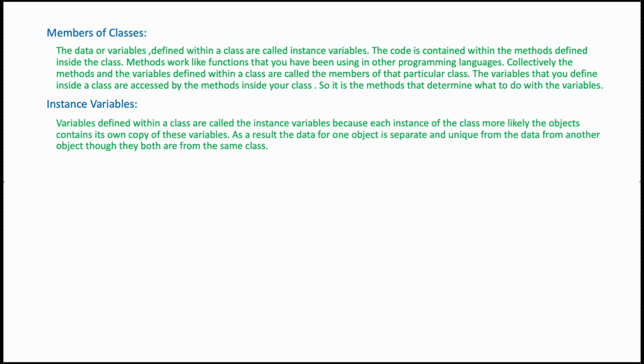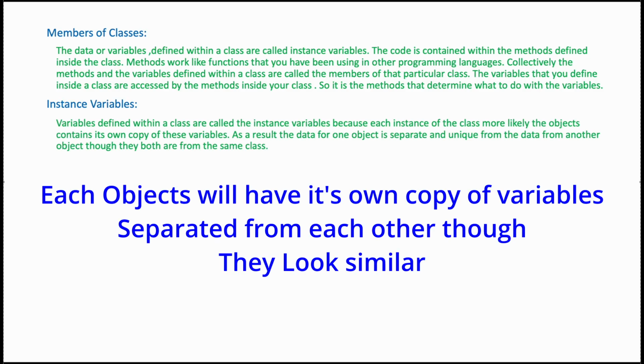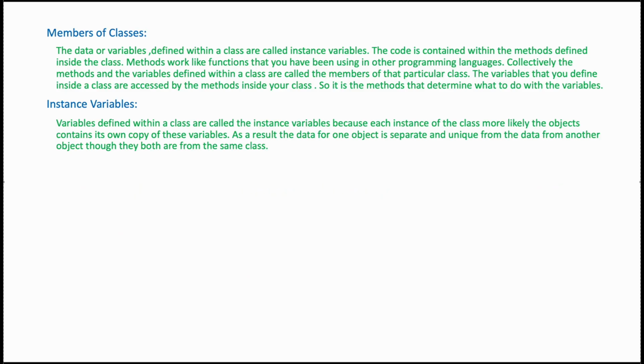Instance variables. Variables defined within a class are called instance variables. But why? Because each of the instances, or you can say objects, contains its own copy of these variables. As a result, the data for one object is separate and unique from the data of another object, though they both are from the same class.